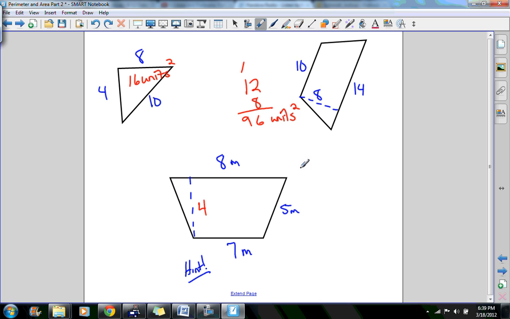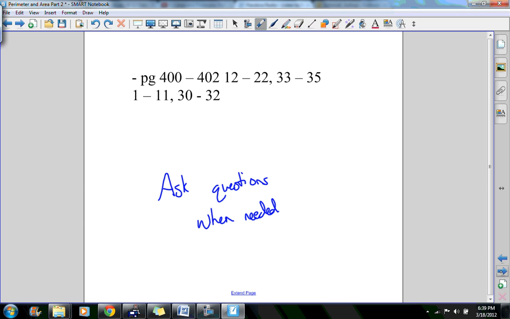And this one here, the average of the two bases is 7.5. 7.5 times 4 is 28. 7 times 4 is 28. 0.5 times 4 is 2. 28 plus 2 is 30. It's 30 square meters.